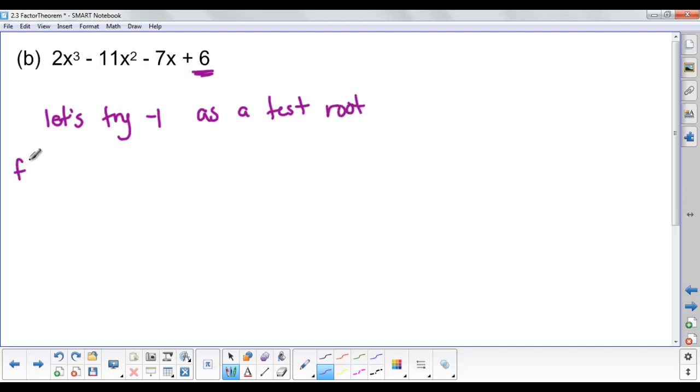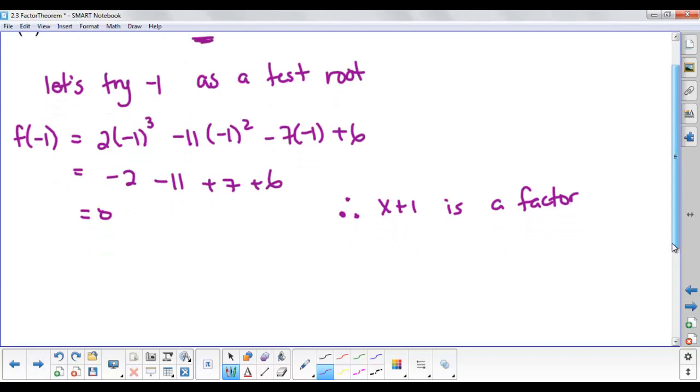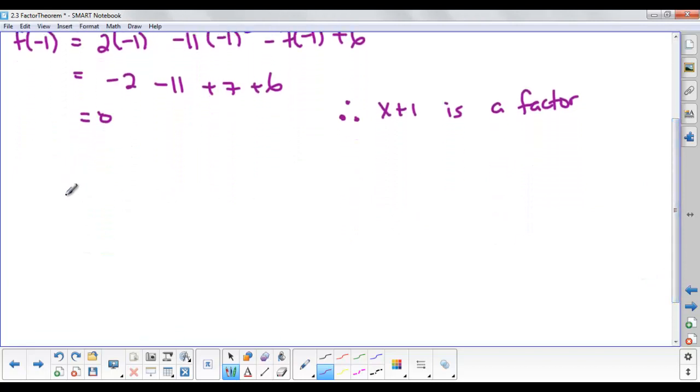So if I sub in -1, I'm hoping that we will end up with 0. When we work this out, we do end up with 0. So that 0 tells me that x plus 1 is a factor. So -1 is the root and x plus 1 is the factor. Now that we have something that divides evenly into it, we're going to do synthetic division.